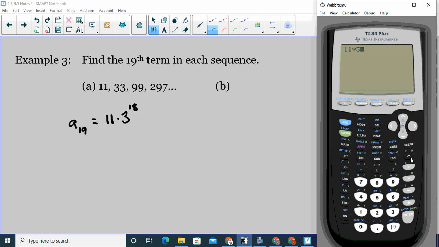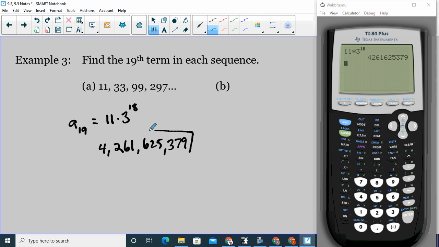11 times 3 to the 18th gives us a giant number. That is 4,261,625,379. So notice, because we're multiplying by something over and over again, these numbers often get pretty big pretty quick.